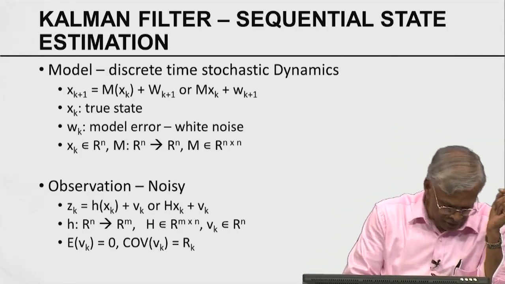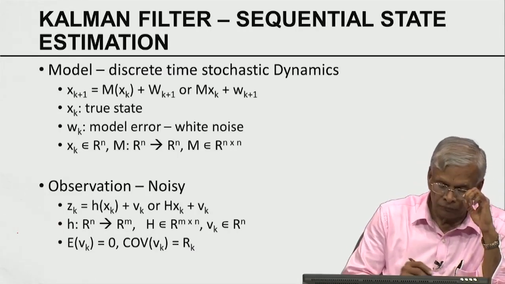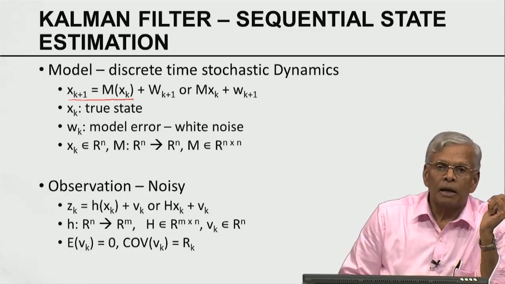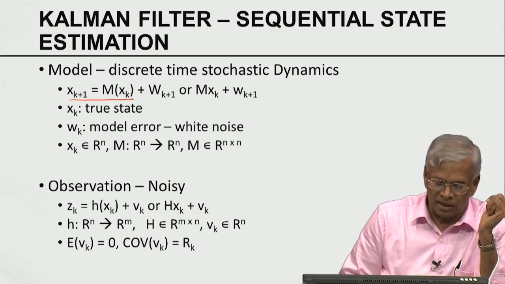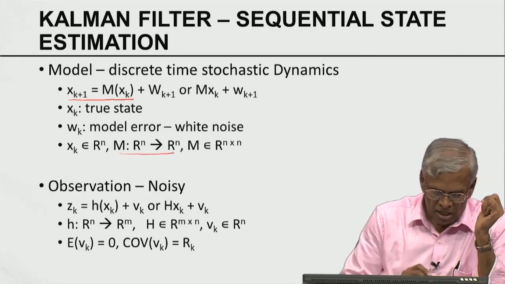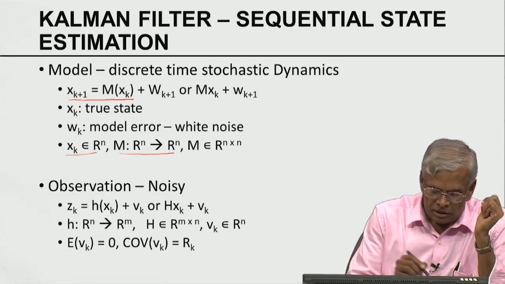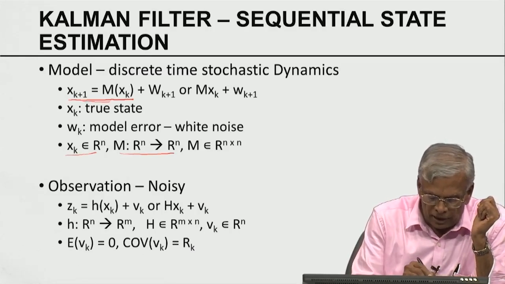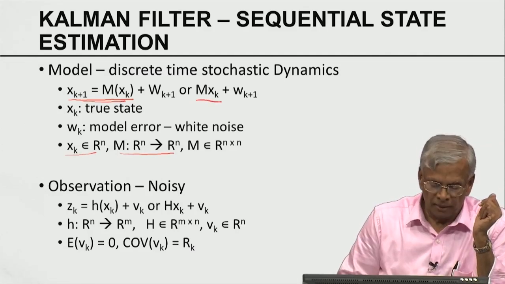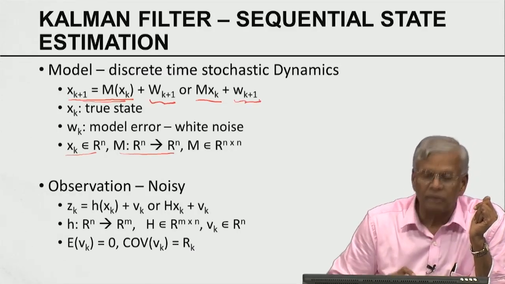So the model is a discrete time stochastic or random model. This is the general description of the nonlinear discrete time model we have already seen. M is the model map, M is from Rn to Rn, and xk is the state. This is an example of a nonlinear map, and this is an example of a linear system. The addition of noise is new here, wk plus 1.